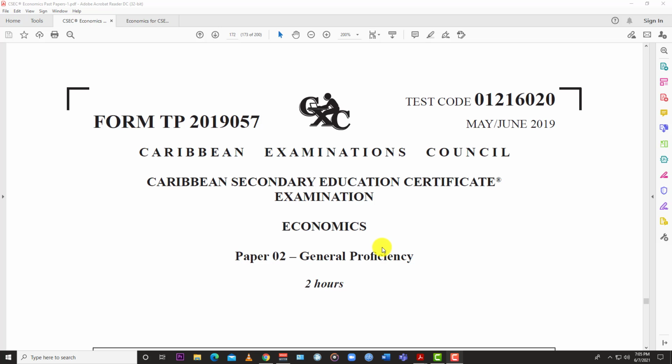Welcome back to Learn SKN, and today we're going to start looking at the mid-June 2019 Economics Paper 2 for CXC. So that's the mid-June 2019 Economics Paper 2, and we're going to look at questions 1 to 5, and of course we're going to try and divide it among the videos so we get time to explain a little better in each question.